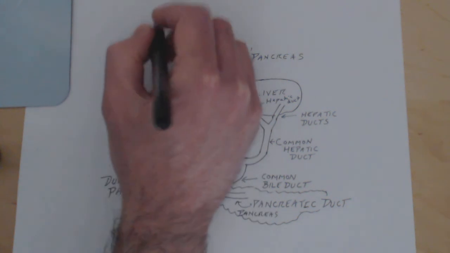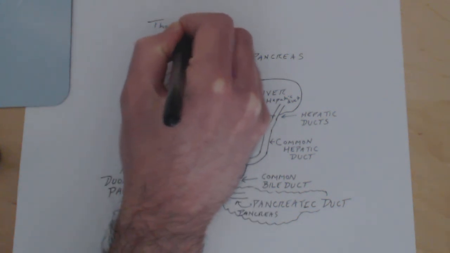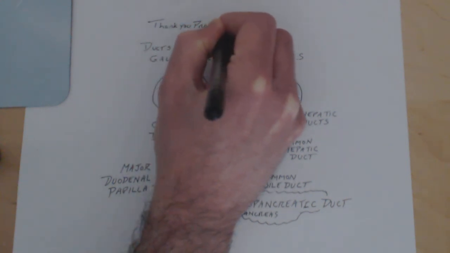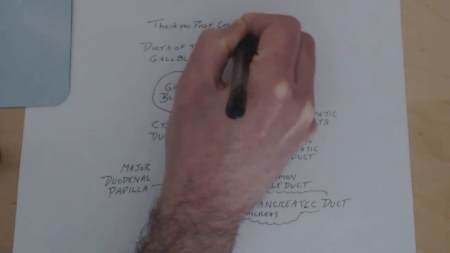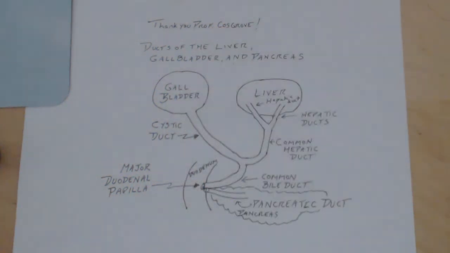I also have to thank Jim Cosgrove, because this diagram that I'm drawing is one that he has drawn for many generations of students. And I'm basically borrowing it from him. And it also helped me, of course, learn and retain this information too. So I hope you find it helpful as well. Okay, that's it for the ductwork of these organs.